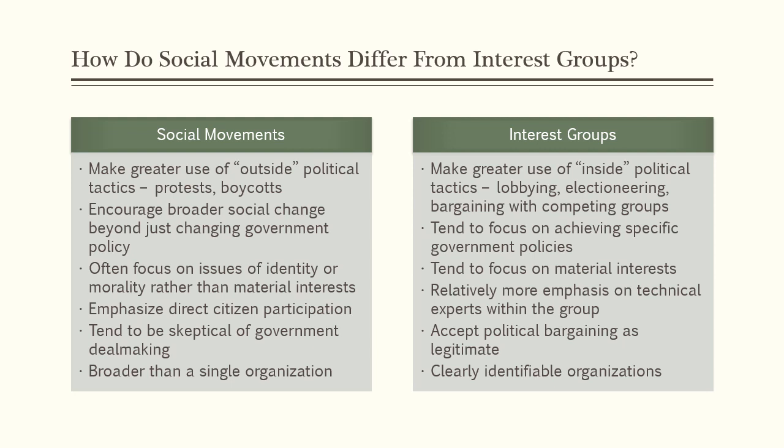Interest groups tend to make greater use of inside political tactics, like lobbying, electioneering, and bargaining as means of achieving their goals. That's because interest groups are more focused on achieving specific government policy victories rather than broad-scale social change. Interest groups generally, although certainly not always, focus on material interests of their members. Interest groups also tend to be more professionalized in that they have expert staffs who do most of the work of trying to advance the group's policy goals.